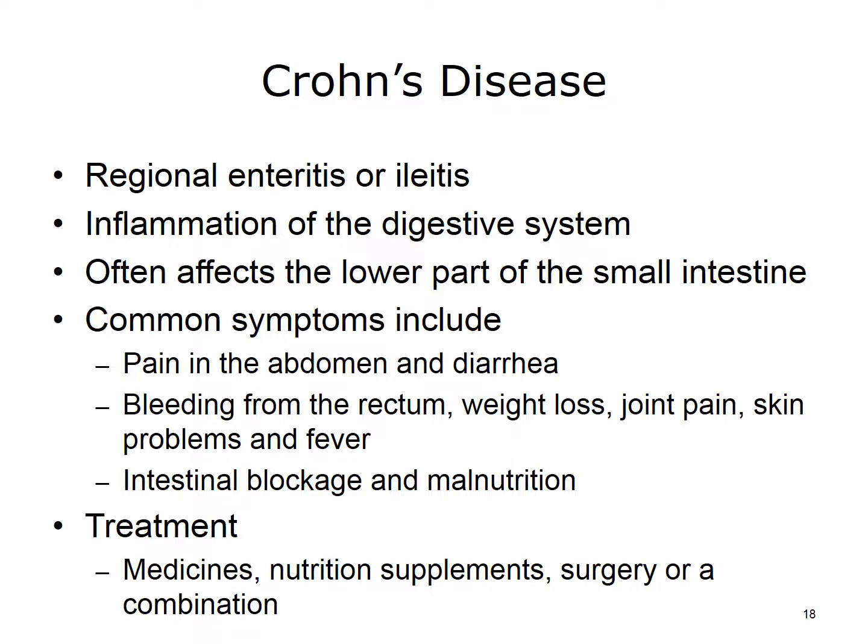Crohn's disease seems to run in some families. It is also associated with other secondary autoimmune disorders. Crohn's disease can occur in people of all age groups, but is most often diagnosed in young adults. Common symptoms include pain in the abdomen and diarrhea. Bleeding from the rectum, weight loss, joint pain, skin problems, and fever may also occur. Other problems include intestinal blockage and malnutrition. Treatment for Crohn's involves medicines, nutrition supplements, surgery, or a combination of these options.